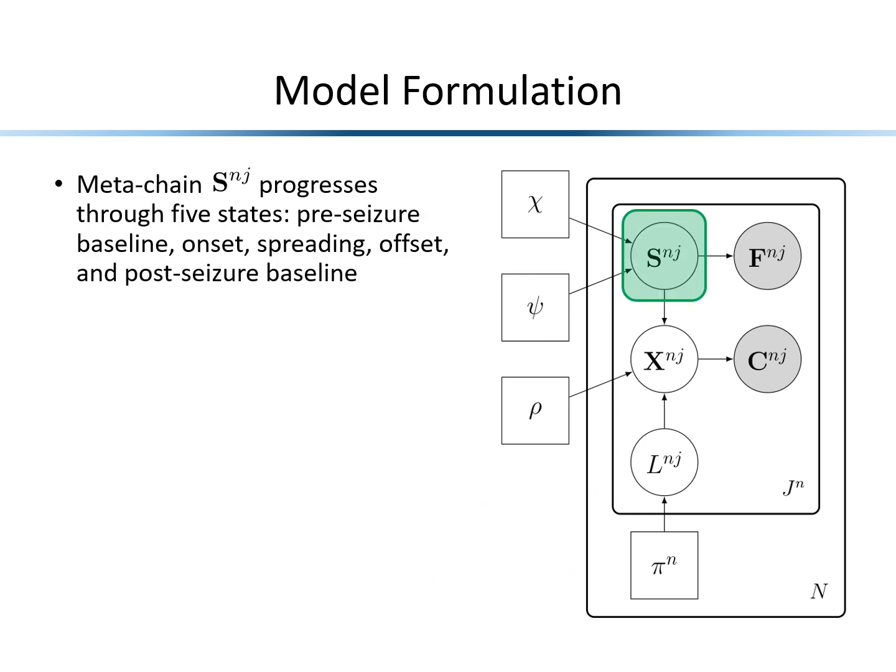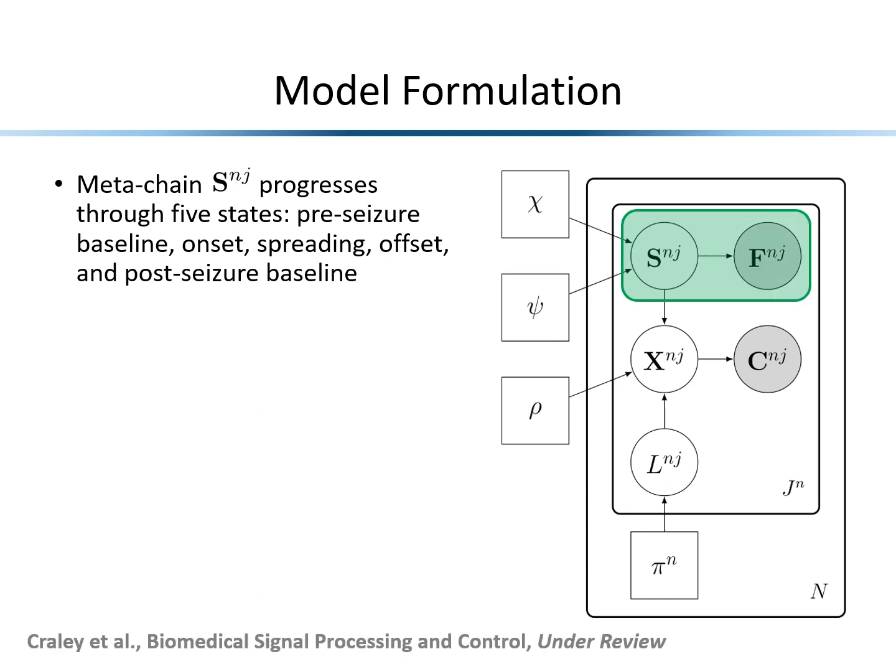This meta chain S is the top chain, the seizure detection chain, that provides a state for the patient, and it progresses through 5 states. There's pre-seizure baseline, the seizure onset, the spreading of the seizure, so the propagation, the offset, and then post-seizure baseline. Essentially here, this F is the EEG data concatenated across all channels. So we can look at deeper CNNs or multi-channel CNNs. We can also combine those with recurrent architectures, because really what we care about is an overall state.